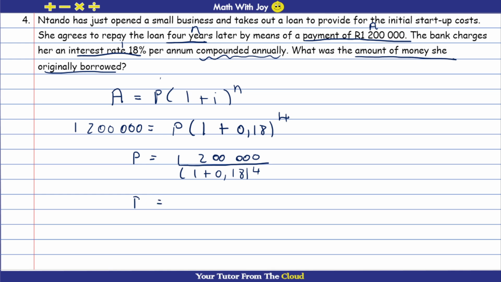So then P in rands is going to be 1,200,000 all over 1 plus 0.18 to the power of 4. And we have 618,946.65.